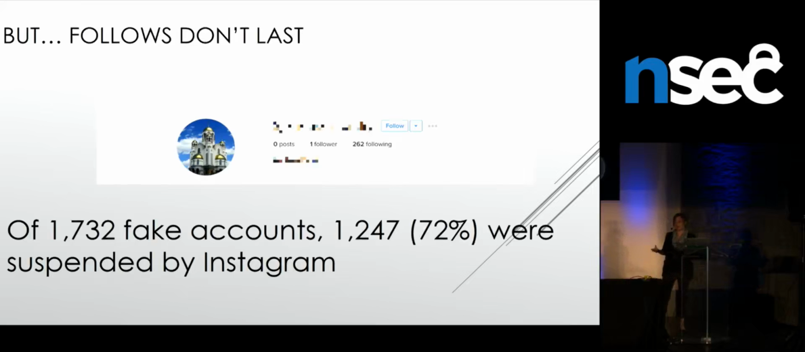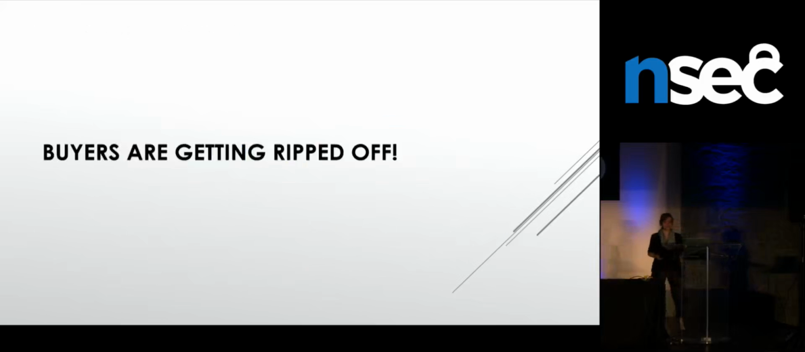So what does that mean, right? Well, it means that buyers are getting ripped off, because they're paying for likes and follows, and they're getting really popular really quickly, and then 6 months later, they lose about 72% of them.